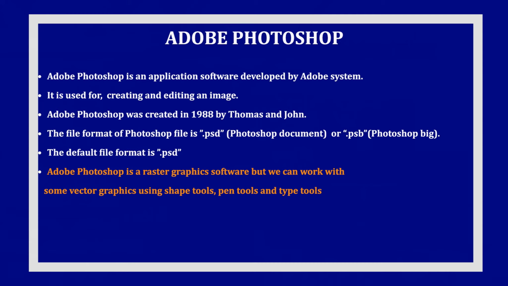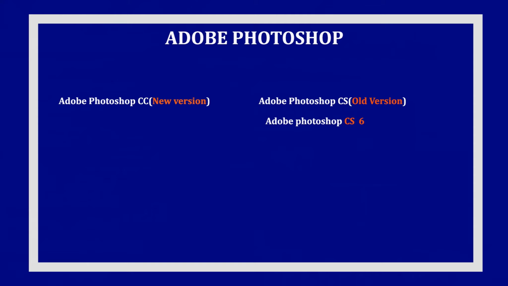Adobe Photoshop is a raster graphics software, but we can work with some vector graphics using shape tools, pen tools, and type tools. The new Adobe Photoshop version is the Adobe Photoshop CC series. Before the CC version, we used the Adobe Photoshop CS series. The latest version of Adobe Photoshop CS is Adobe Photoshop CS6.